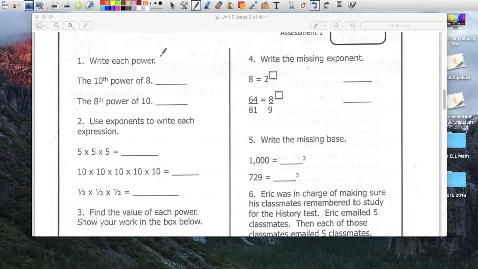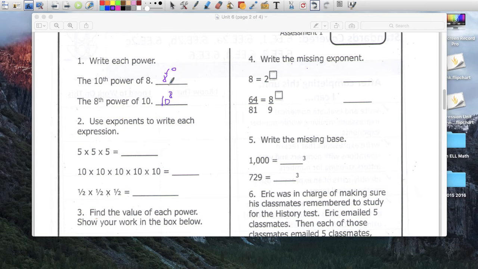Write each power. The 10th power of 8. The 8th power of 10. Nobody talks like this. The 10th power of 8 is 8 to the 10th. Okay, you know what? I'm going to admit that I'm not too sure. The 10th power of 8 would be 8 to the 10th. The 8th power of 10 would be 10 to the 8th.